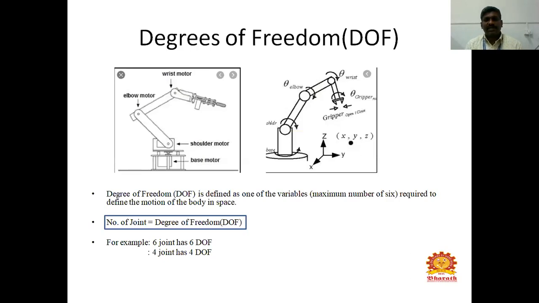Degree of freedom. Next one is degree of freedom. We already discussed the degree of freedom. The degree of freedom is the number of joints. Look at this. The degree of freedom, DOF, is defined as one of the variables, with a maximum number of 6, required to define the motion of a body in space.